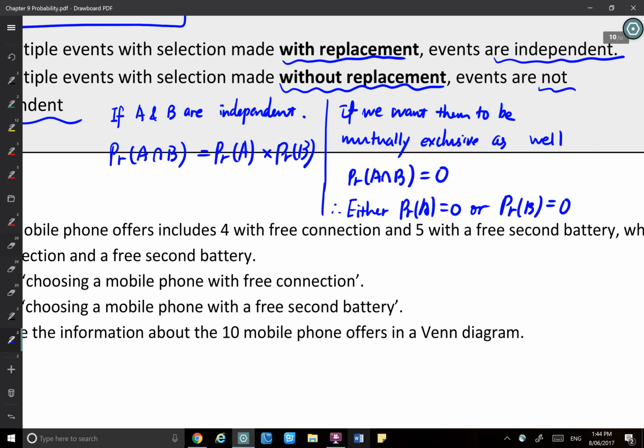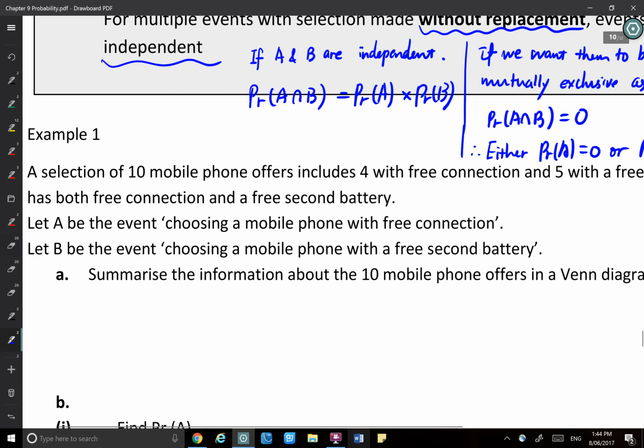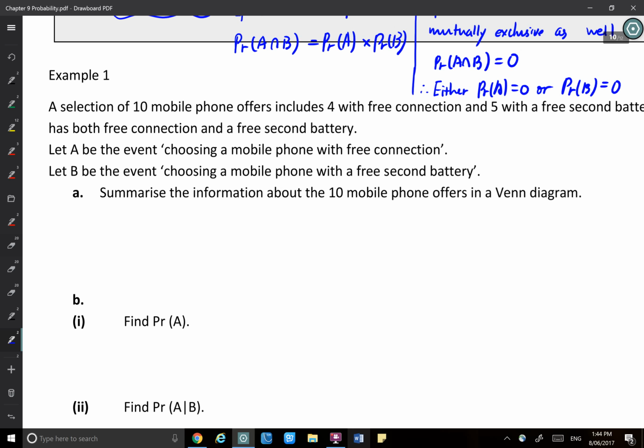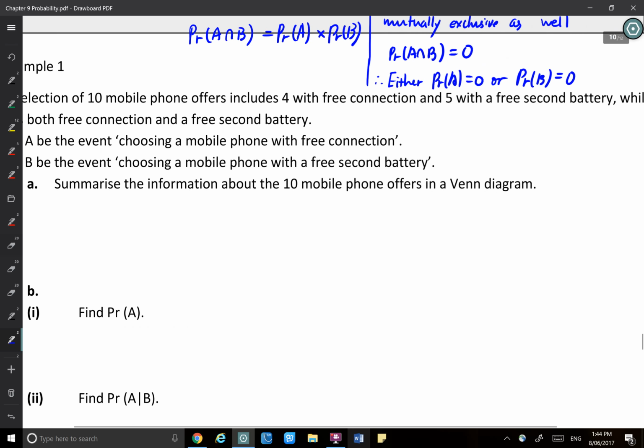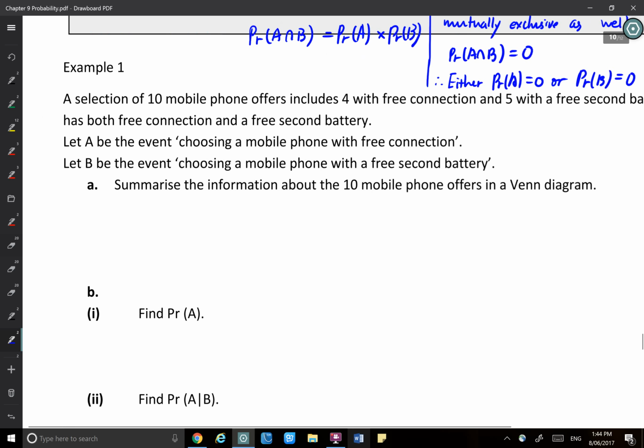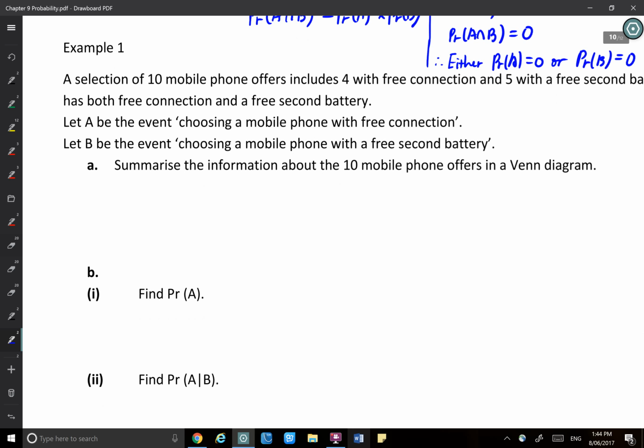So that's proved by using the formula. Let's have a look at example 1. A selection of 10 mobile phone offers includes 4 with free connections and 5 with a free second battery, while one offer has both free connections and a second battery.